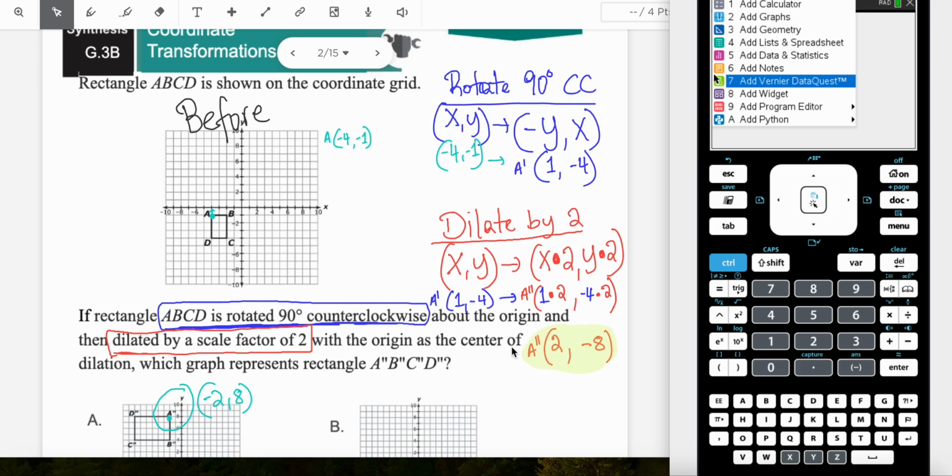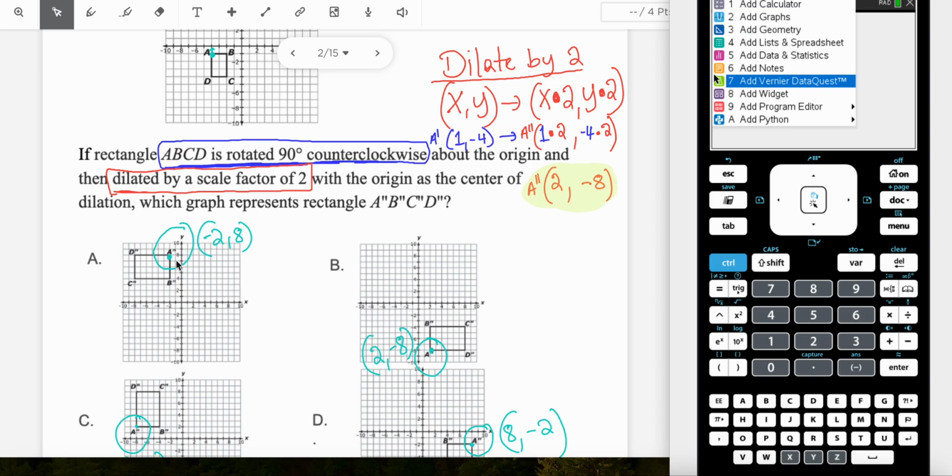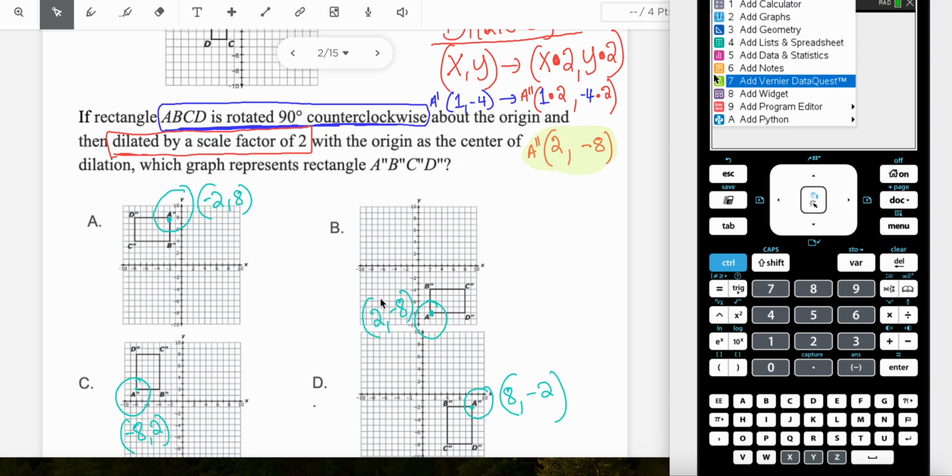So we're going to go back down here. Look at this A prime prime. Is it that one? No. So it's not going to be A. If you look at this one, it looks like B. Notice I have my 2, -8, 2, -8. So the answer is going to be B. So the answer is B.